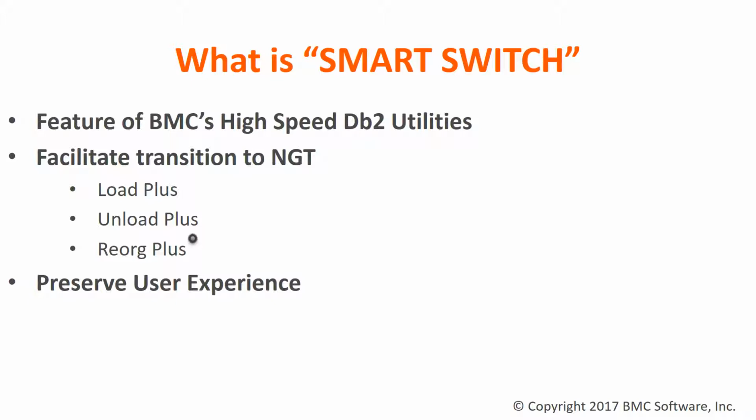BMC recognized that the transition to this new platform needed to be as seamless and transparent as possible, even to the extent of eliminating the need for changes to existing JCL. Hence the introduction of the Smart Switch feature for our new NGT DB2 high-speed utilities. Smart Switch dynamically switches jobs from classic utilities to run on the corresponding NGT version of the utility based on the rules that you create in a rules table. More on the rules table in a little while.